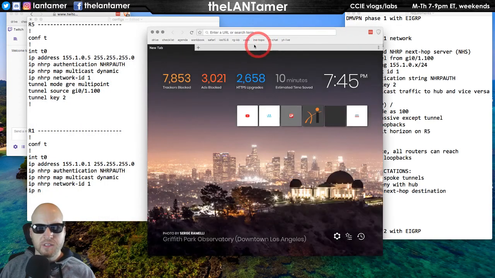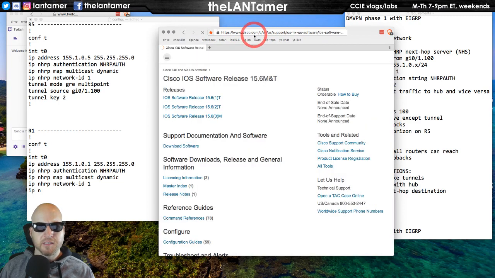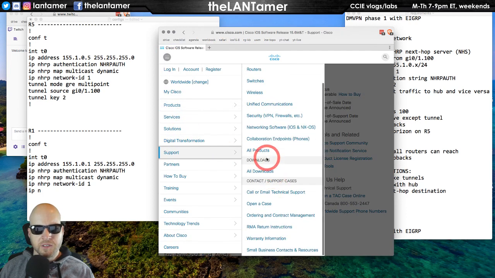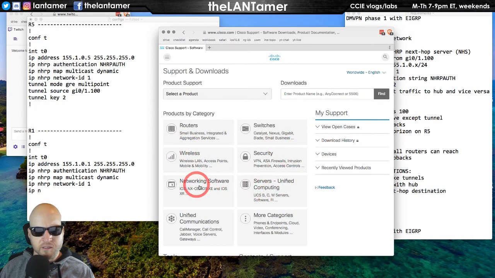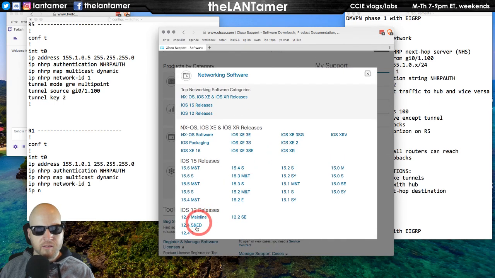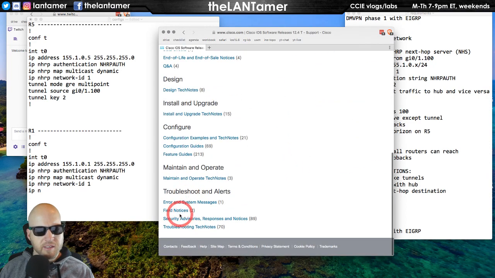Let's go back to our Cisco doc, the Cisco doc that I highlighted yesterday. And I thought I do have a link here. No, that link's not going to work. For this, we have to go back to... Don't you just love when you have to do navigation in the support page here? So we can go to 12.4T. Yeah, 12.4T. Feature guides.